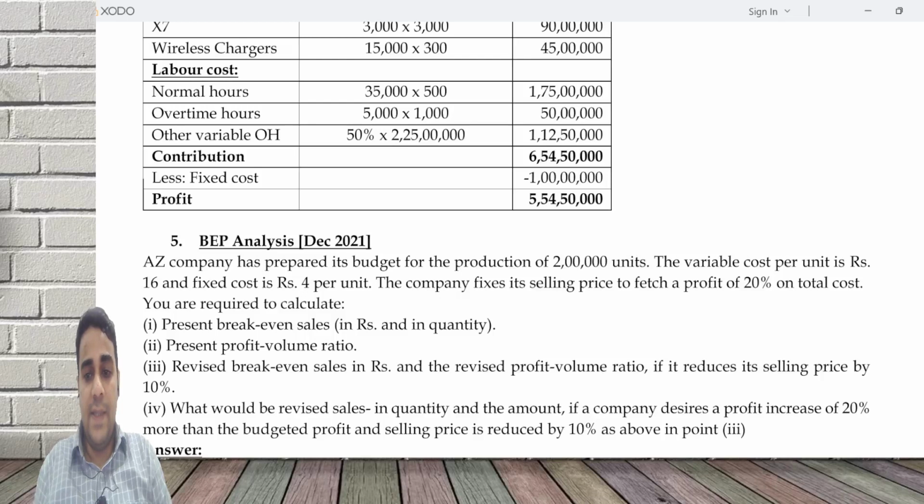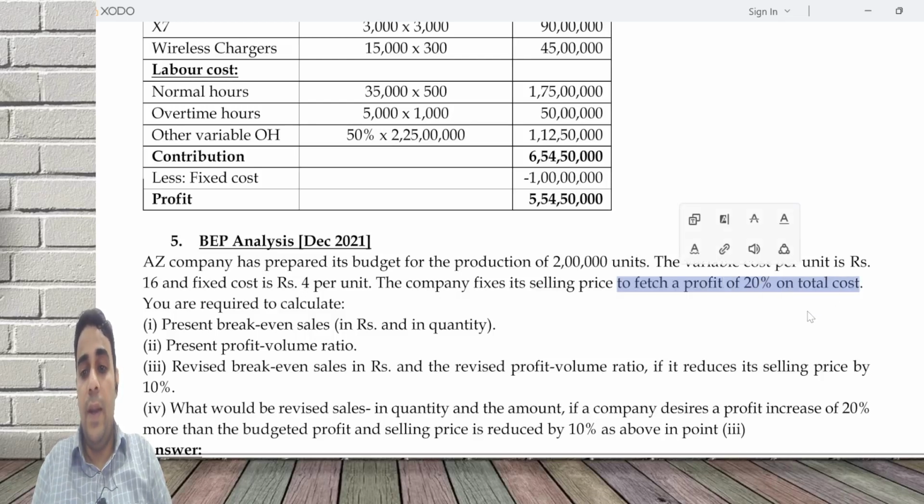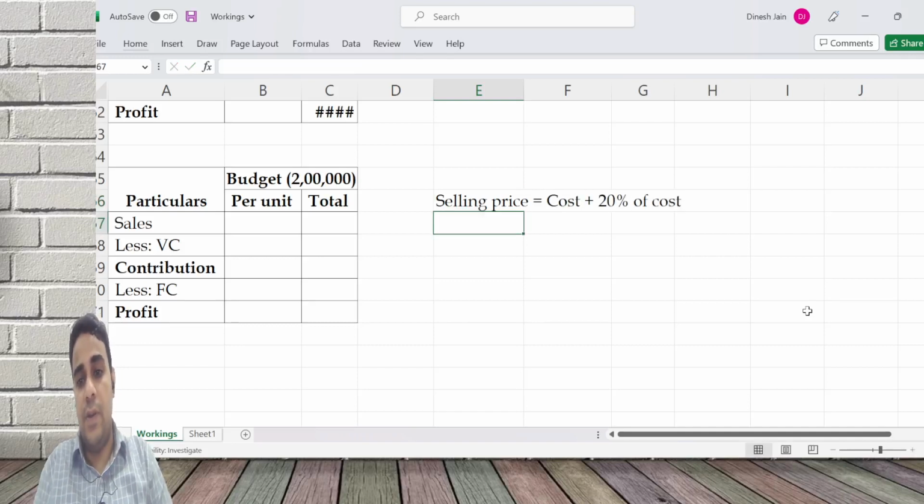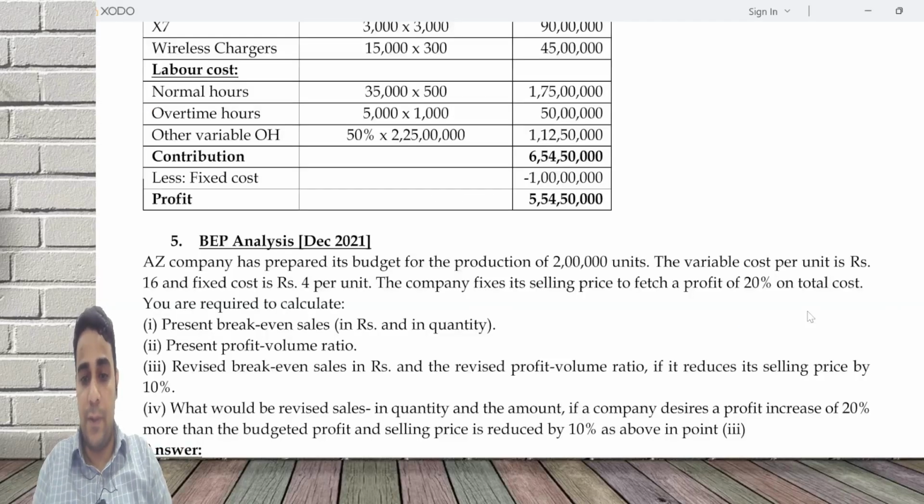Now, my selling price is fixed in such a manner that I make a profit of 20% on cost. So selling price is equal to cost plus 20% of cost. What is 20% of cost? Because profit is 20% of cost.